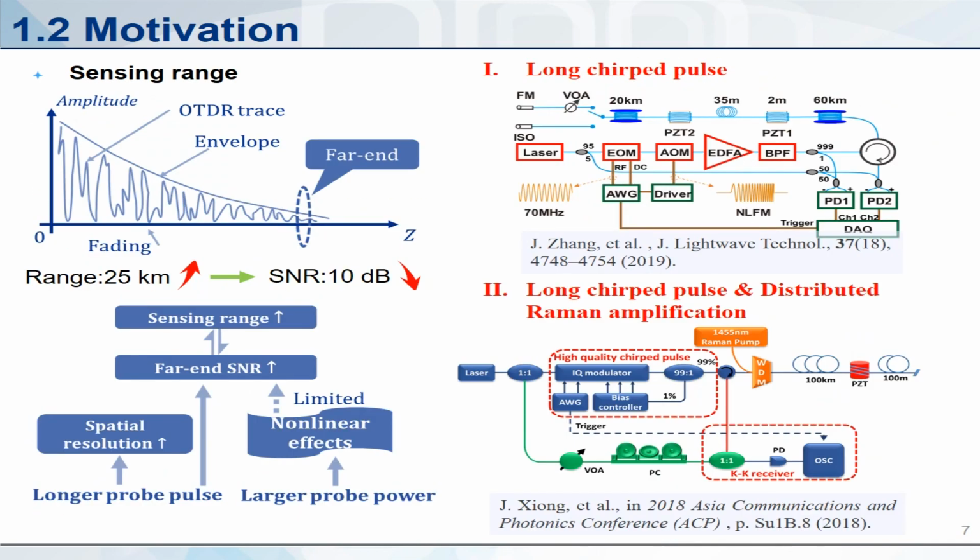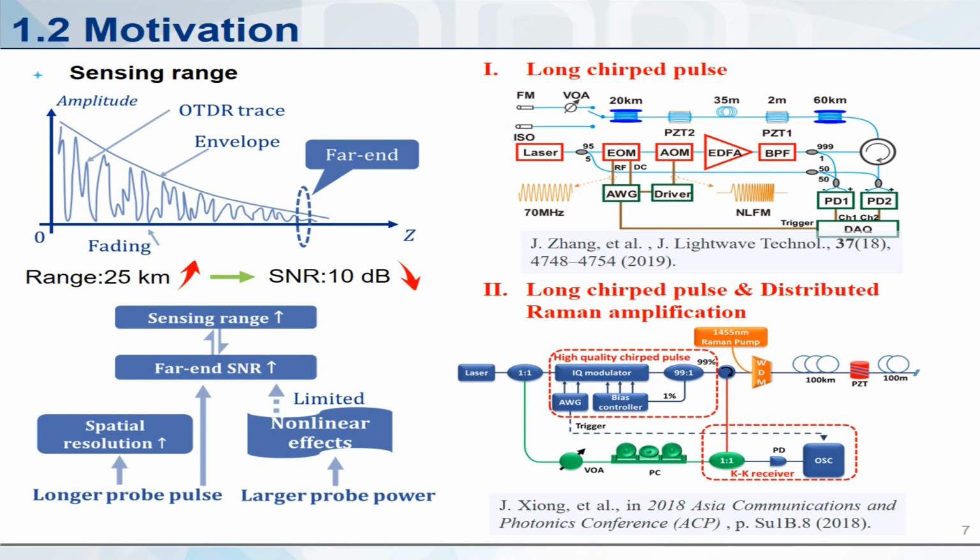The second important parameter is sensing range. If the sensing range is extended by 25 kilometers, the Rayleigh scattering signal from the far end of the link will be reduced by 10 dB. One can use a longer probe pulse to increase SNR, but it will lead to a larger spatial resolution. And one can also use larger probe power to enhance SNR, but probe power is limited by nonlinear effects inside fibers. Luckily, there are other ways to solve the problem.